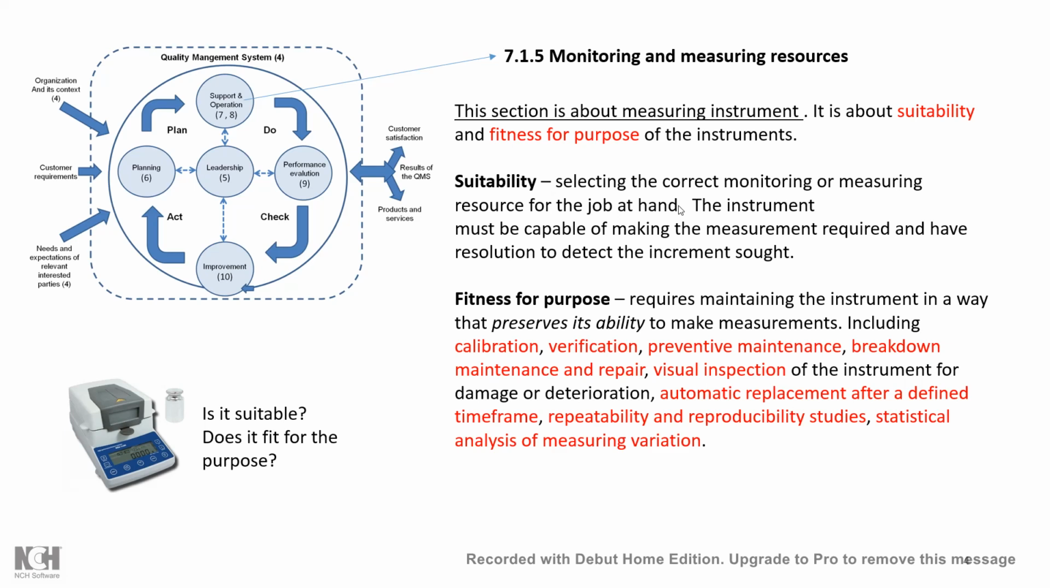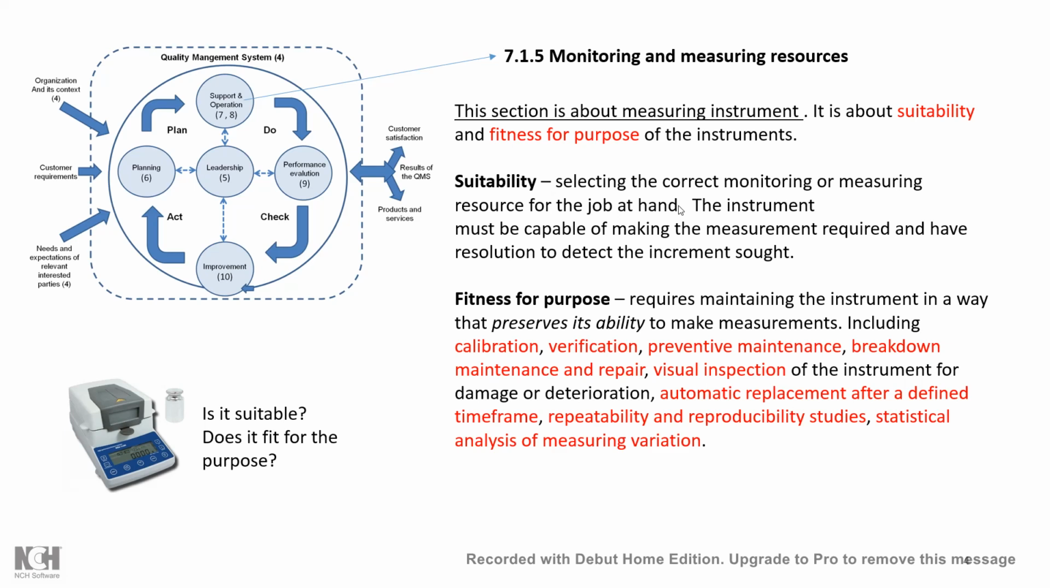So before you decide to purchase a particular instrument, you have to really study your process, what kind of values are important to the process, and therefore what kind of specification of this instrument you should consider. Number 2 is fitness for the purpose. So it requires maintaining the instrument in a way that preserves the ability to make measurements.